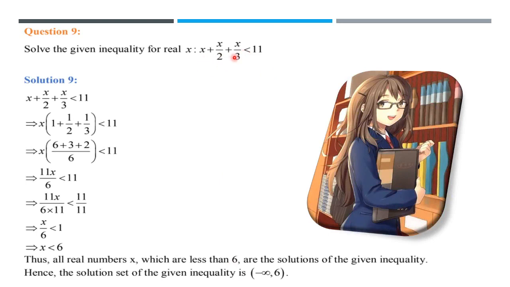Then solve this inequality. So take x common, and let's solve these fractions inside. What are we getting? 11 by 6 x. Now what are we doing? We are dividing by 11 on both the sides. So we are getting x by 6 is less than 1. So x is less than 6.